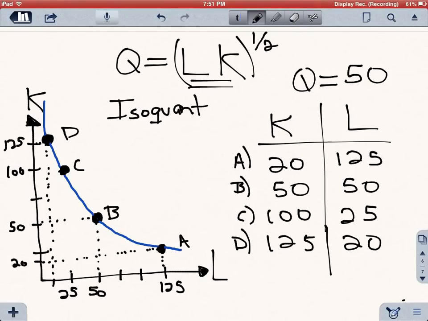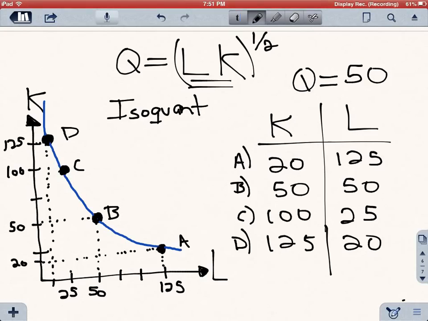decreases in absolute terms as you go away from the origin towards the L, towards the x-axis, right? And as the number of units of labor increases, you go down here, and the number of capital units decreases. Your slope of the curve is decreasing in absolute terms, and that's the fact that labor has diminishing marginal returns, and that's what we said before, right?